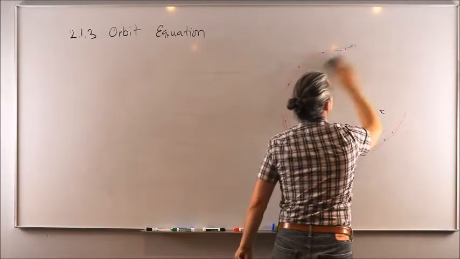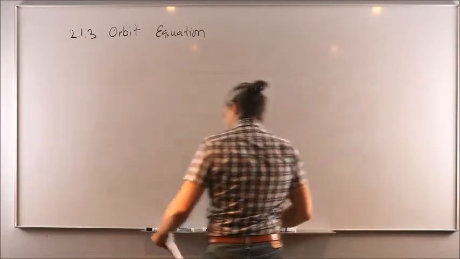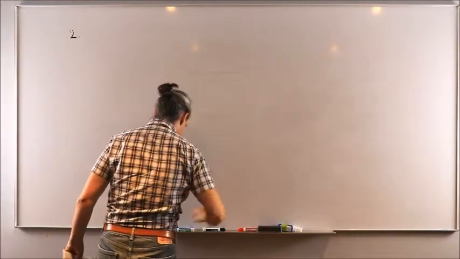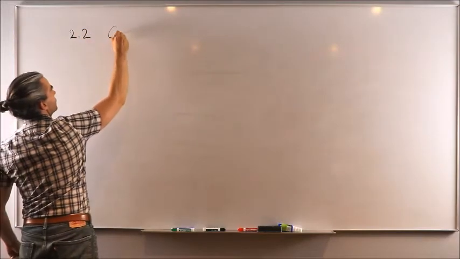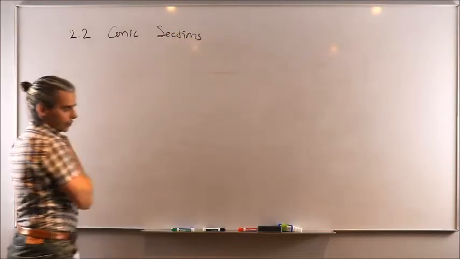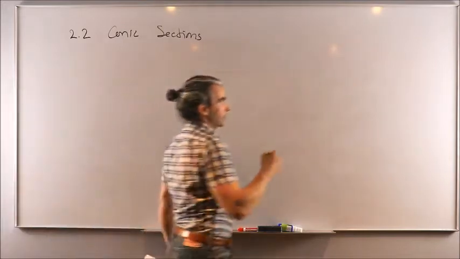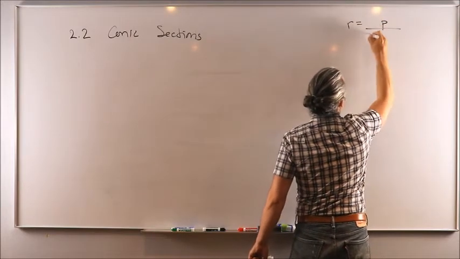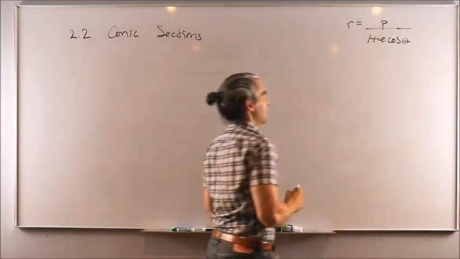So another very interesting fact about the orbit equation is that it actually describes what's known as a conic section. So that's what we're going to have a look at in 2.2. Conic sections. Okay? Because we're going to refer to that equation quite a bit, I'll just write it over here. r equals p over 1 plus e cos theta is our orbit equation.